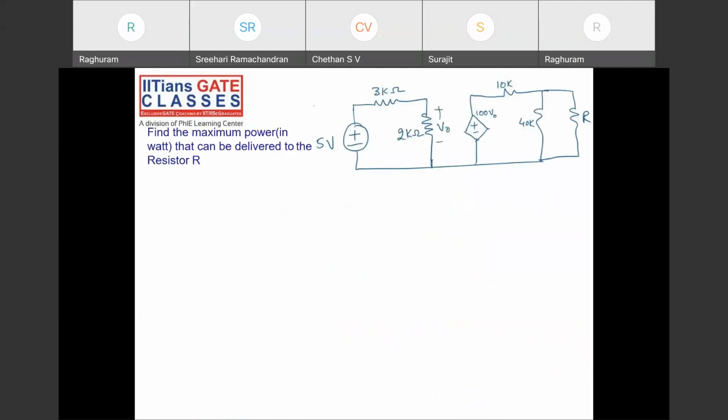So find the maximum power that can be delivered to the resistor R. Find the maximum power that can be delivered to the resistor R. Important one. Try to do this. Find the maximum power that can be delivered to resistor R.